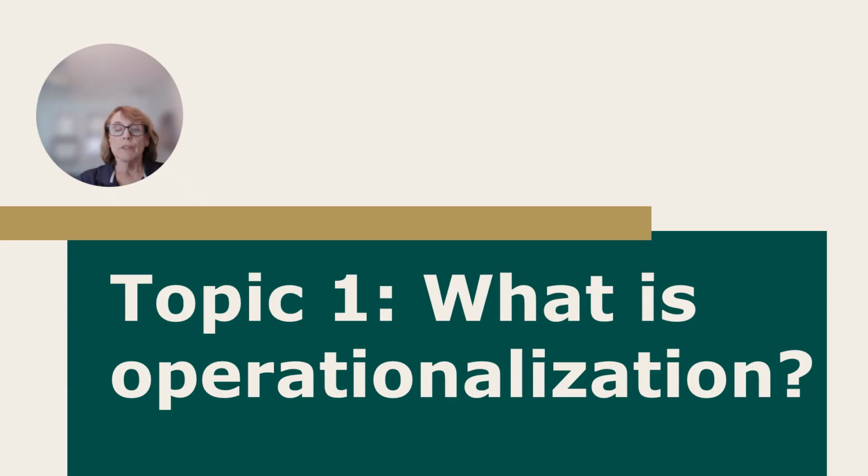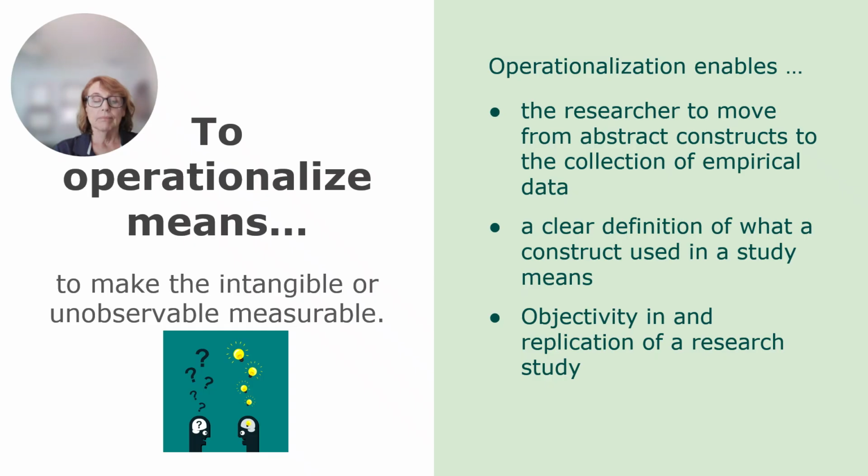We do that through this process called operationalization. And what that means is we attempt to make the intangible or unobservable measurable. So it takes your ideas and abstract thoughts and enables the researcher to move from those abstract constructs to the collection of empirical data. Here are some examples of abstract concepts.